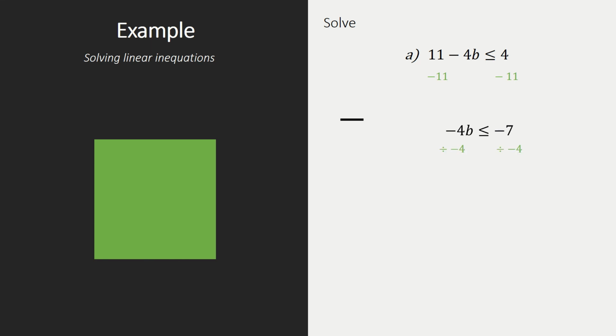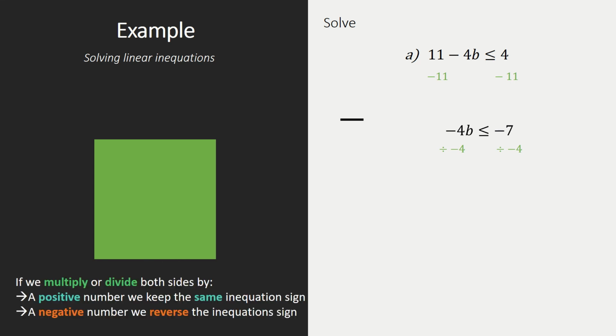Now we're going to divide everything by minus 4, since we want to have b only. However, now comes our rule. We divided both sides by a negative number, so we need to reverse the inequation sign. That means that we swap those signs around. So we get b is larger than or equal to 7 over 4. And we can simplify this, but we need to write it underneath. So b is larger than or equal to 1 and 3 over 4.